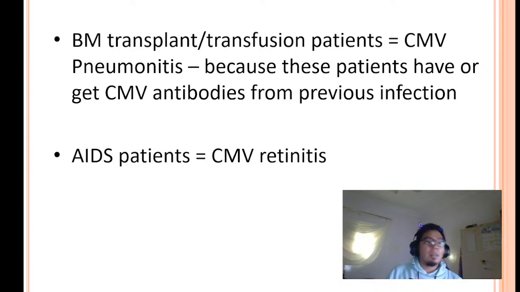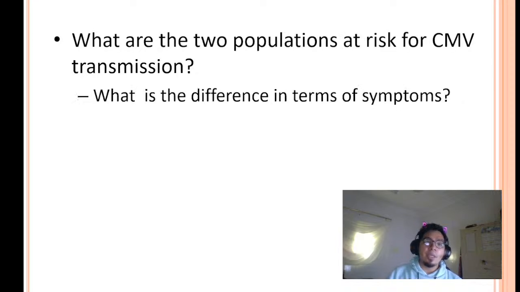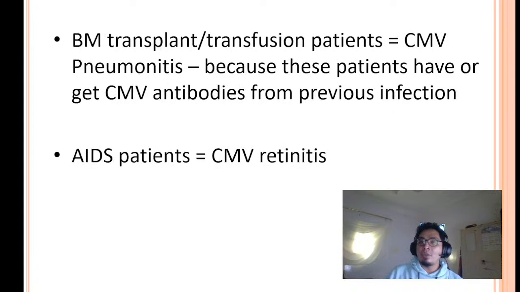And aside from transfusion patients, CMV also affects your AIDS patients. Okay? So again, AIDS is a syndrome that occurs because of low CD4 count. AIDS syndrome will occur in patients who are infected with HIV with low CD4 count. Specifically, how many? We'll talk about it later. All right.